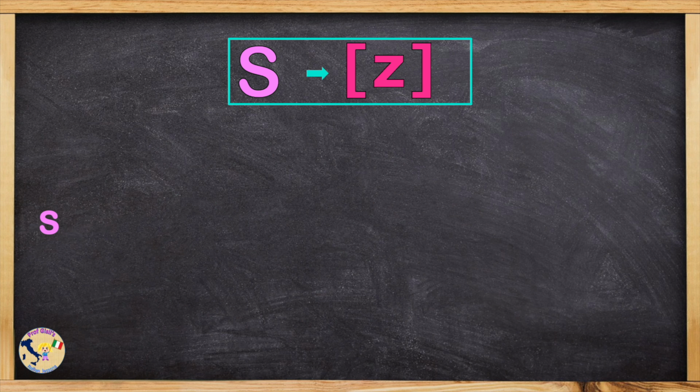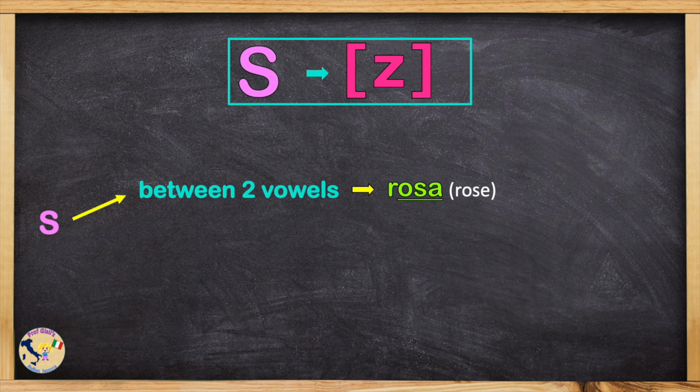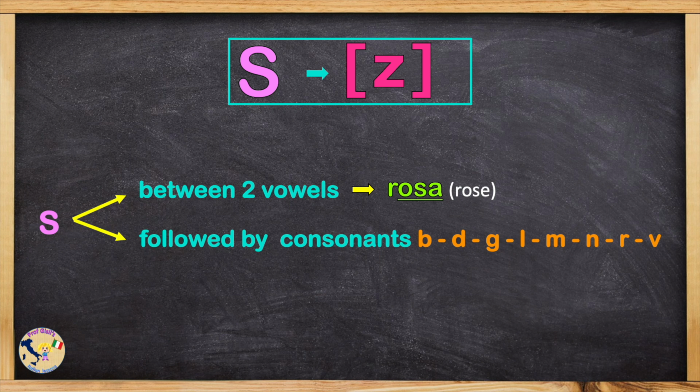Whereas it is voiced in 2 cases: if it is between 2 vowels, as in the word rosa, or if it is followed by consonants B, D, G, L, M, N, R and V. An example would be the word smalto. We will now practice voiceless and voiced S, but we'll leave out double consonants because we'll cover them in the next lesson.